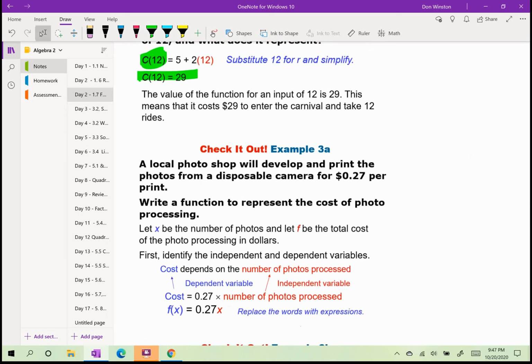A local photo shop will develop and print the photos from a disposable camera for 27 cents per photo. So the cost you pay depends upon the number of prints. So I'll say C depends on P, the number of prints, and then you will spend 27 cents per print, per P.